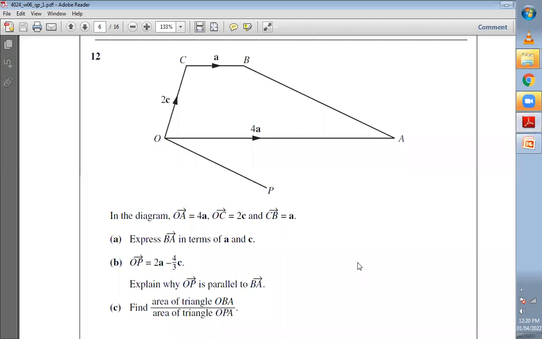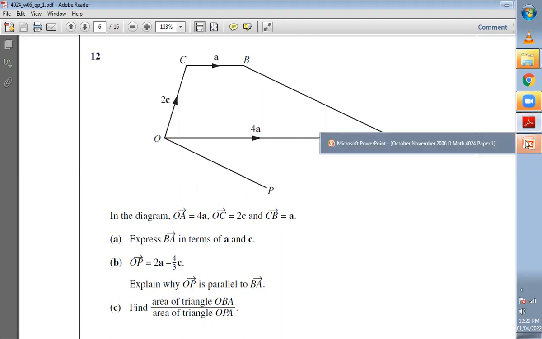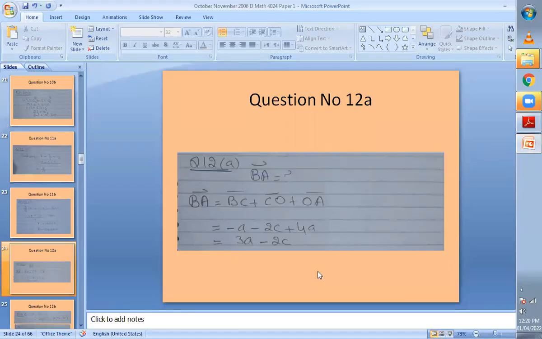Okay, so question number 12, part B. He says OP, from O to P, is 2A minus 4 by 3C. Explain why OP is parallel to BA. If you look at the values of BA and OP, then automatically you will see their main vector is the same. Let me show you.